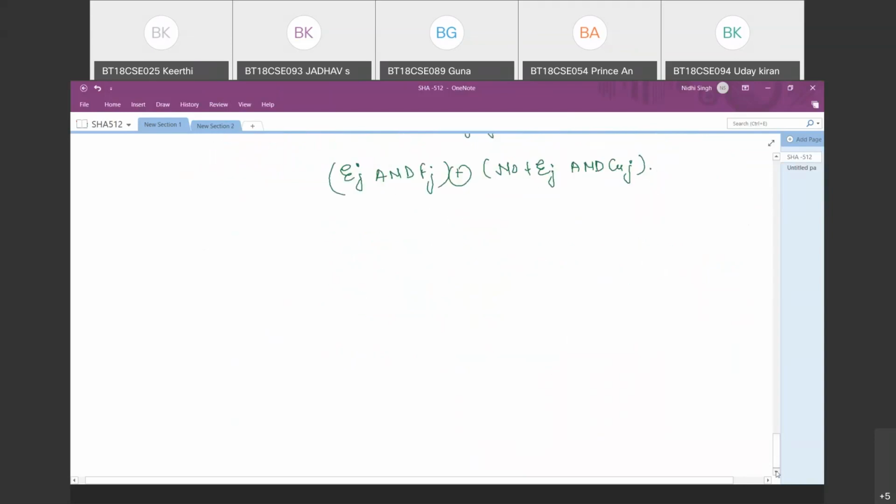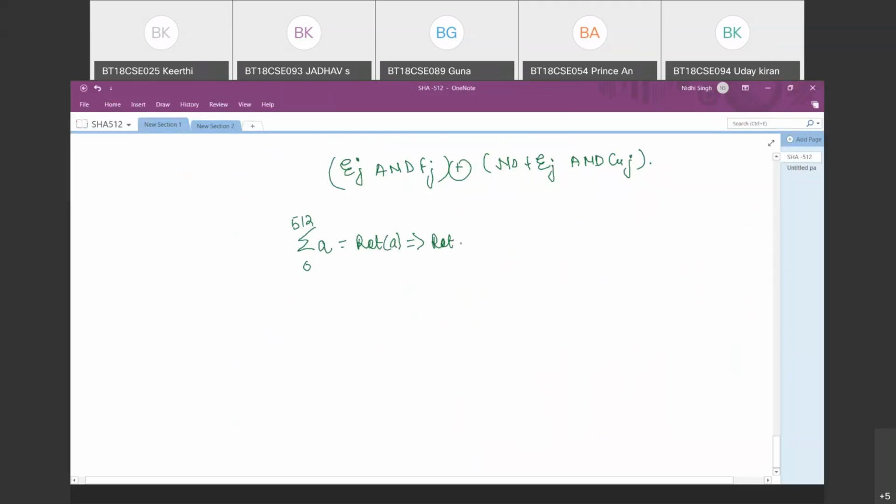What are my summation values? Summation of A and summation of E. So summation of A means we have to perform rotation of the value stored in buffer A: right rotation by 28 bits over the value stored in A, right rotation by 34 bits over the value stored in buffer A, and right rotation by 29 bits over the value stored in buffer A.